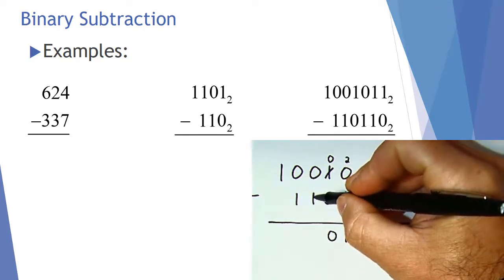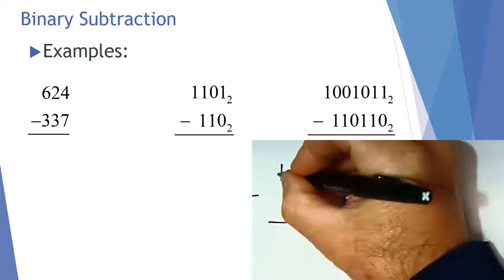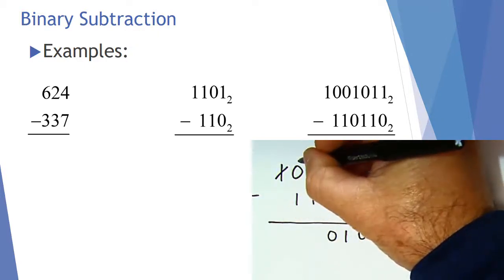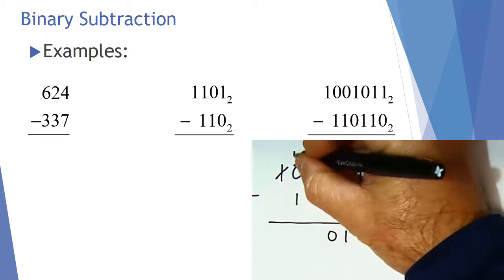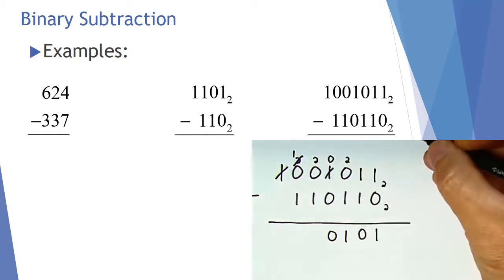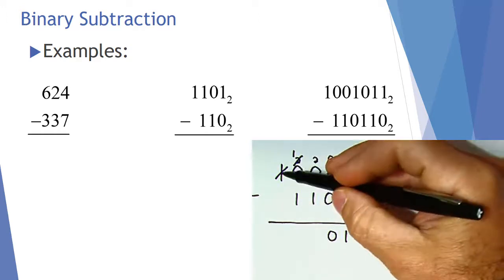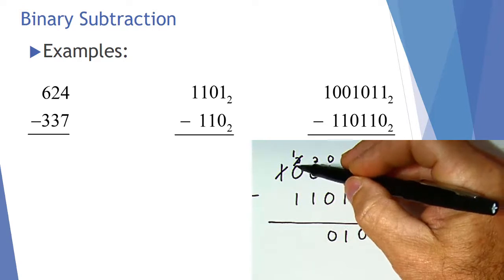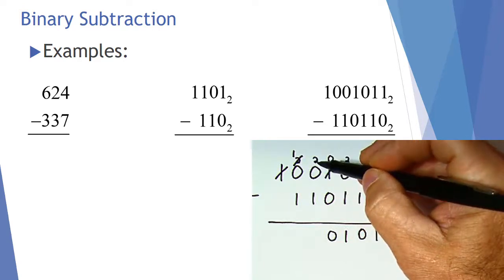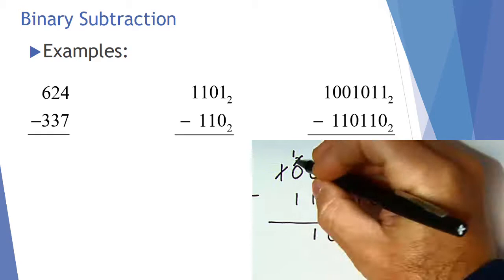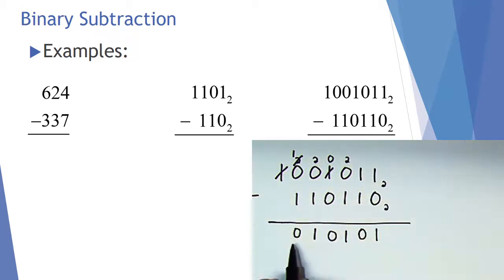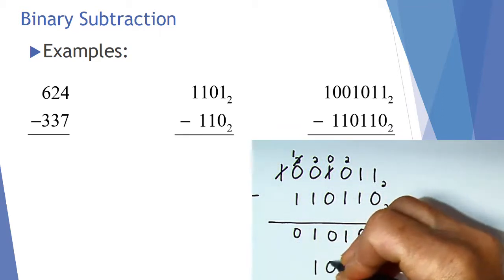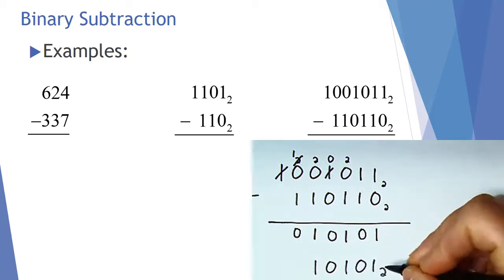0 minus 1, we can't do that, but there's nothing to borrow from, so we're going to have to go way over here, borrow that 1. This column becomes a 2. But then we immediately borrow from that 2. It drops to a 1 in order to get a 2 in this slot. So we have to borrow from 2 columns over, and then borrow 1 from the next column over to get our subtraction. 2 minus 1 is 1. 1 minus 1 is 0, and there's nothing left in that n column. That leading 0 becomes unimportant then, and our result is 1, 0, 1, 0, 1, base 2.